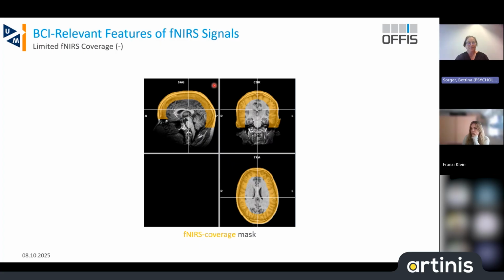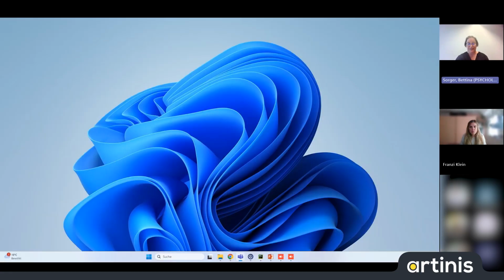One last thing we have to take care of is the fNIRS coverage. We know that the depth penetration of fNIRS is limited to about 3 centimeters in depth. This is something we should keep in mind, that, for example, for neurofeedback applications, we cannot rely on the activity of deeper brain structures.